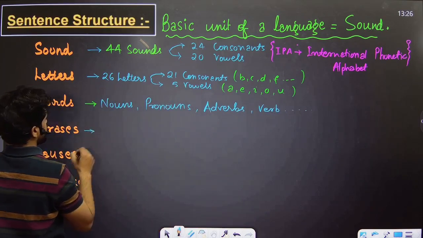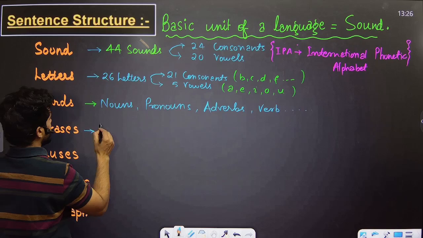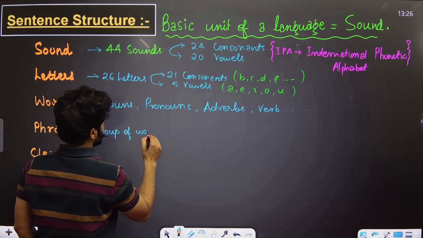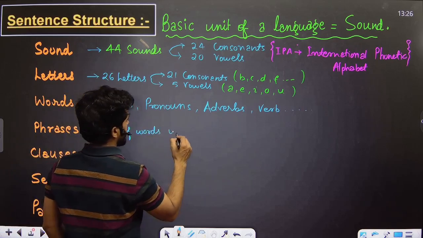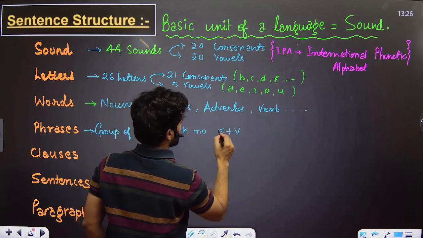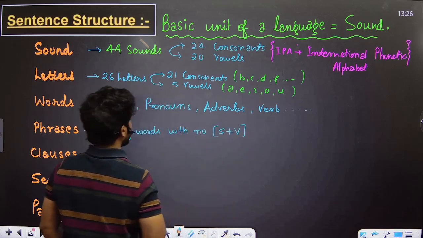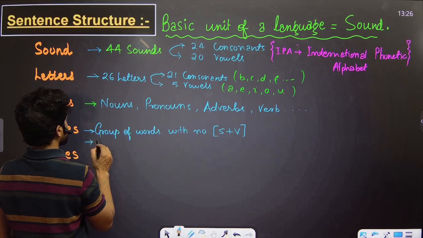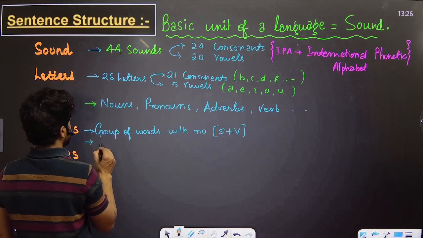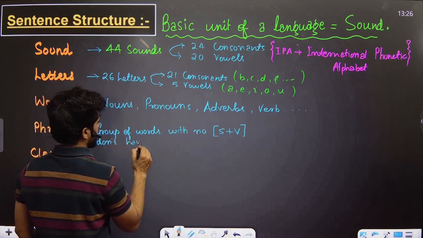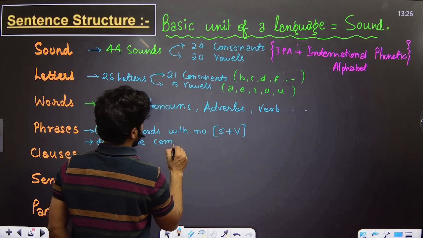Phrases, vakyansh. They are a group of words with no subject and verb. They don't have the subject and verb. That means they don't give us complete sense.